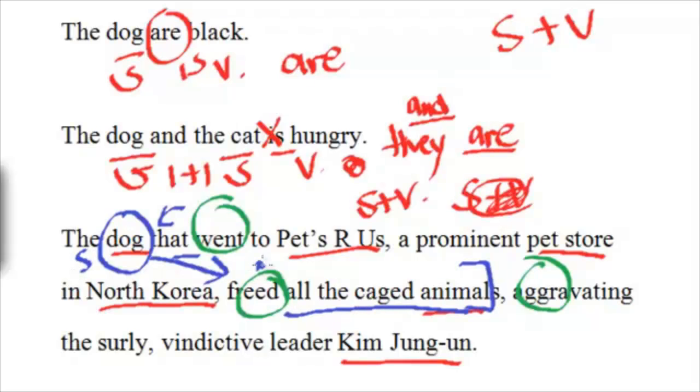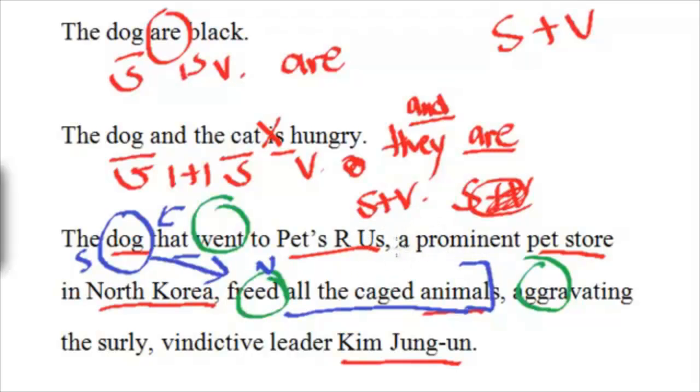Subject, verb, that is operative over here. I'll explain everything else. The article "the" is definitive to this dog, right? The dog that went to Pets R Us. What is that describing? This dog. And what did that dog do? It went to Pets R Us, right? And what is Pets R Us? This is what's known as an appositive. It redescribes a noun next to it. A prominent pet store. A prominent pet store, it's Pets R Us.